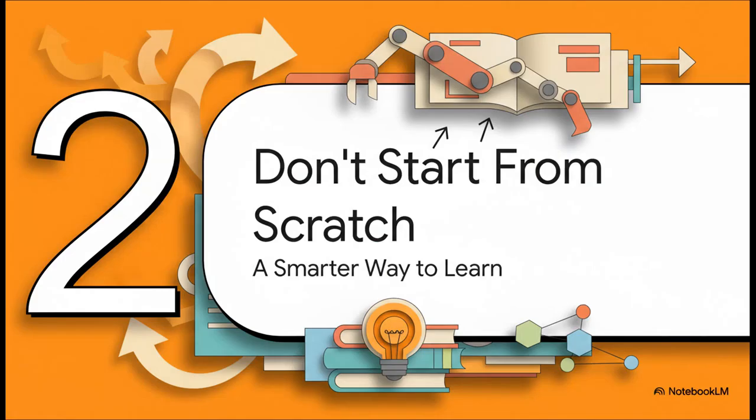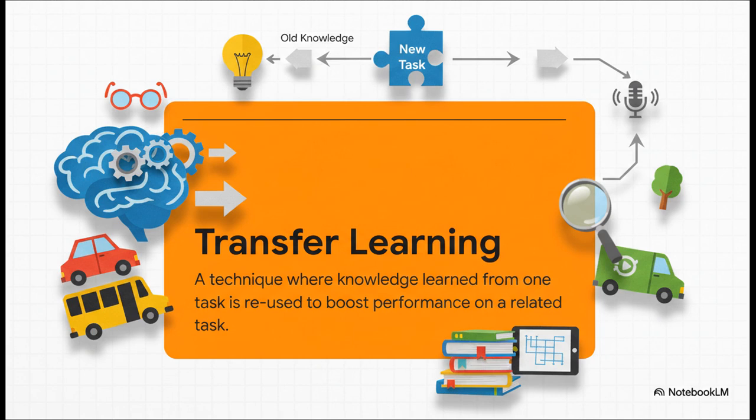The solution is this really elegant and powerful technique that completely avoids that inefficiency by building on what's already been learned. And that technique is called transfer learning. So what is it? Well, to put it simply, the whole idea is about reusing knowledge. Instead of starting over from scratch, the AI takes everything it learned from one job, like identifying the general shapes of cars, and it applies that knowledge to a new but similar job, like, you guessed it, recognizing trucks.